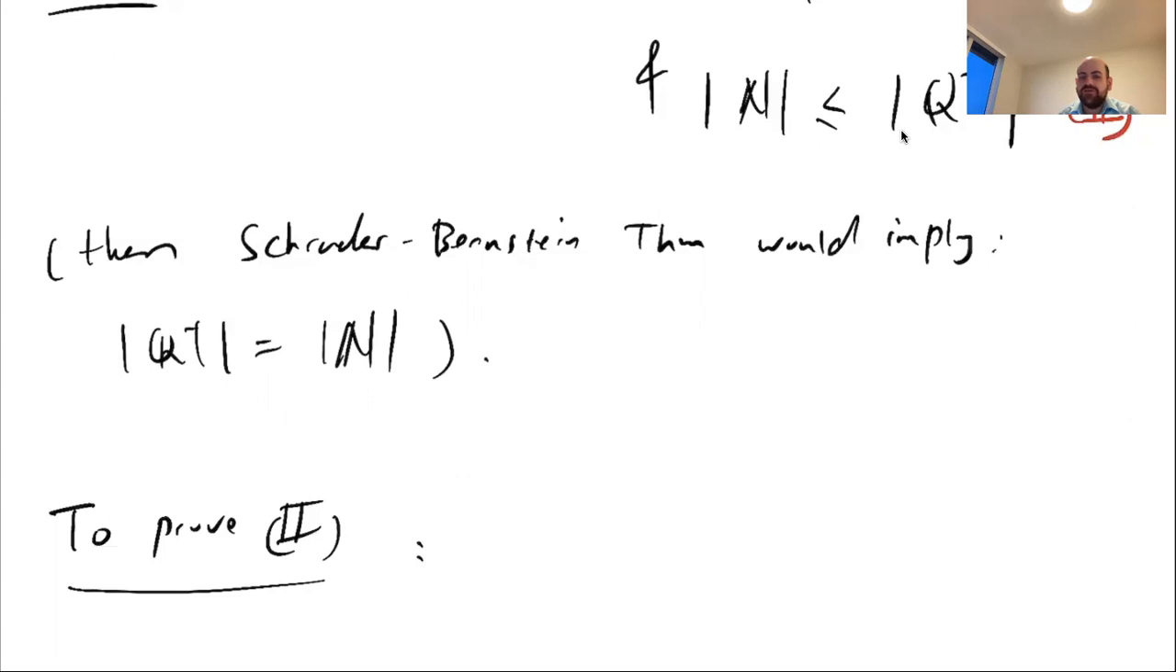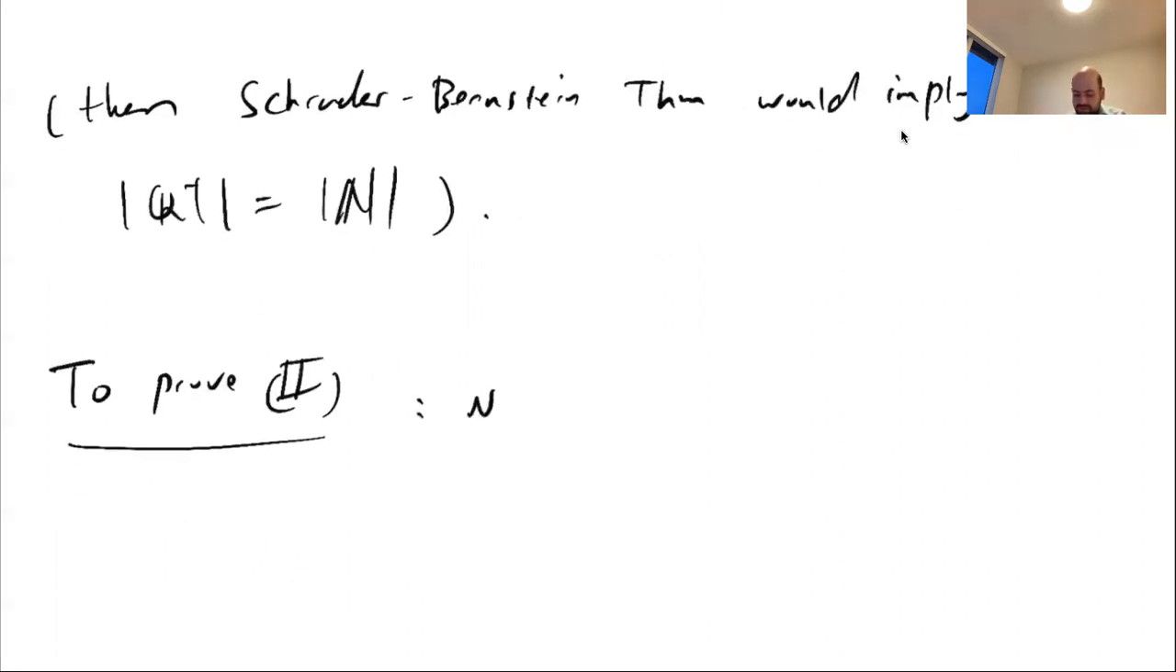Do you remember from the definition? When can we say that the cardinality of one set is less than or equal to the cardinality of another set? If we can find or construct a one-to-one function from the first set to the second set. So if you don't remember this, please go back to the last lectures. If I can construct a one-to-one function from the first set to the second set, then I can say that the first set's cardinality is less than or equal to the second set's cardinality.